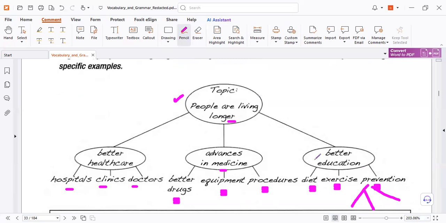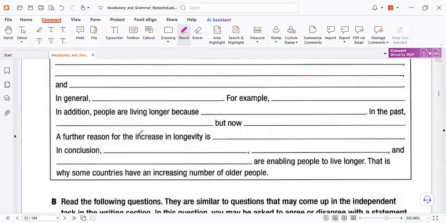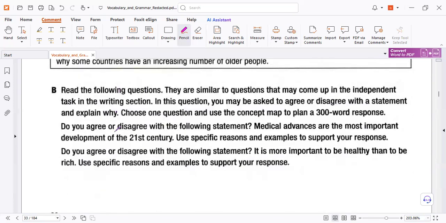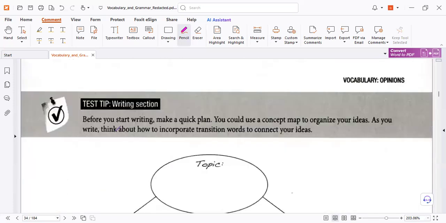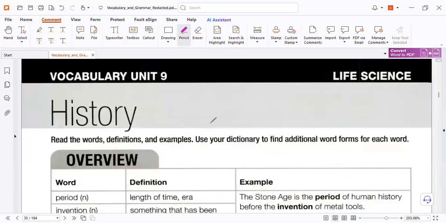So when you make a plan before you write any writing, it will be very easy. And then you are going to complete it. So you can use this as a form to help you write more. Remember all of this work. Here again, examples. Now let's go to number 9.